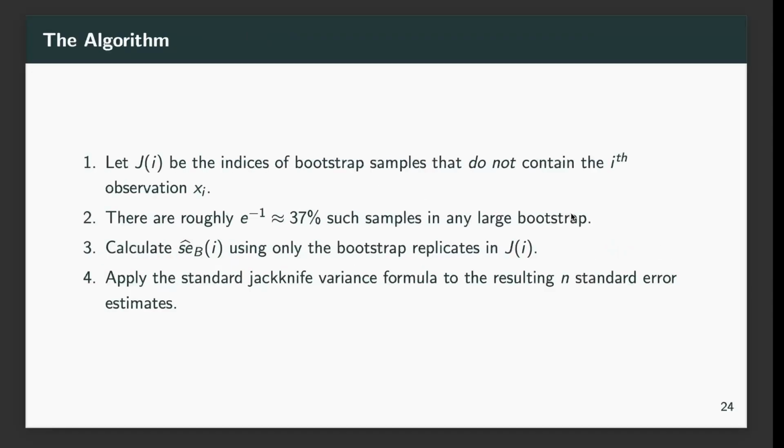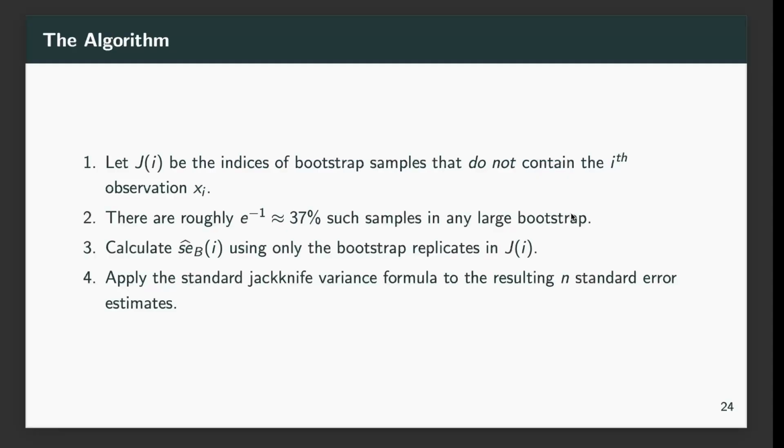So this is the algorithm for the Jackknife after Bootstrap. The first step is we let J be the indices of the Bootstrap samples that do not contain the ith observation of X. In other words, from our B Bootstrap replicates, we identify which ones happened to not include observation i. So we do not have to run any new computation. We just look at which rows were selected in each of the Bootstrap samples.